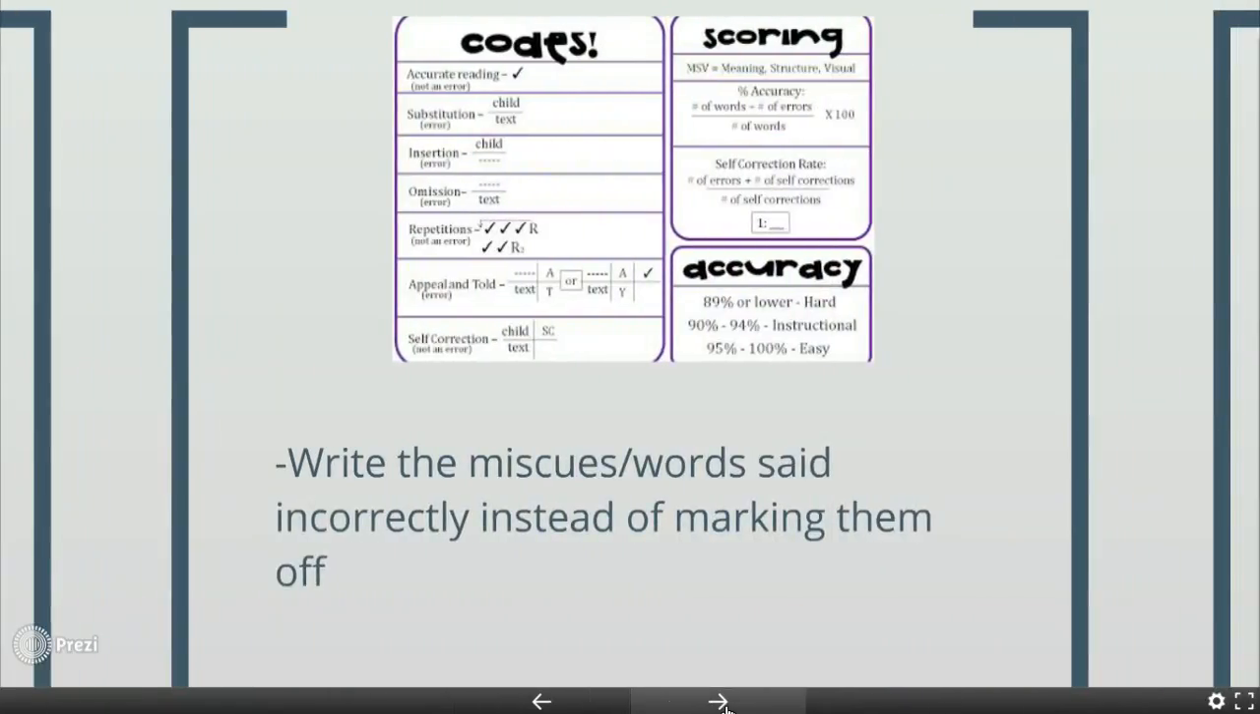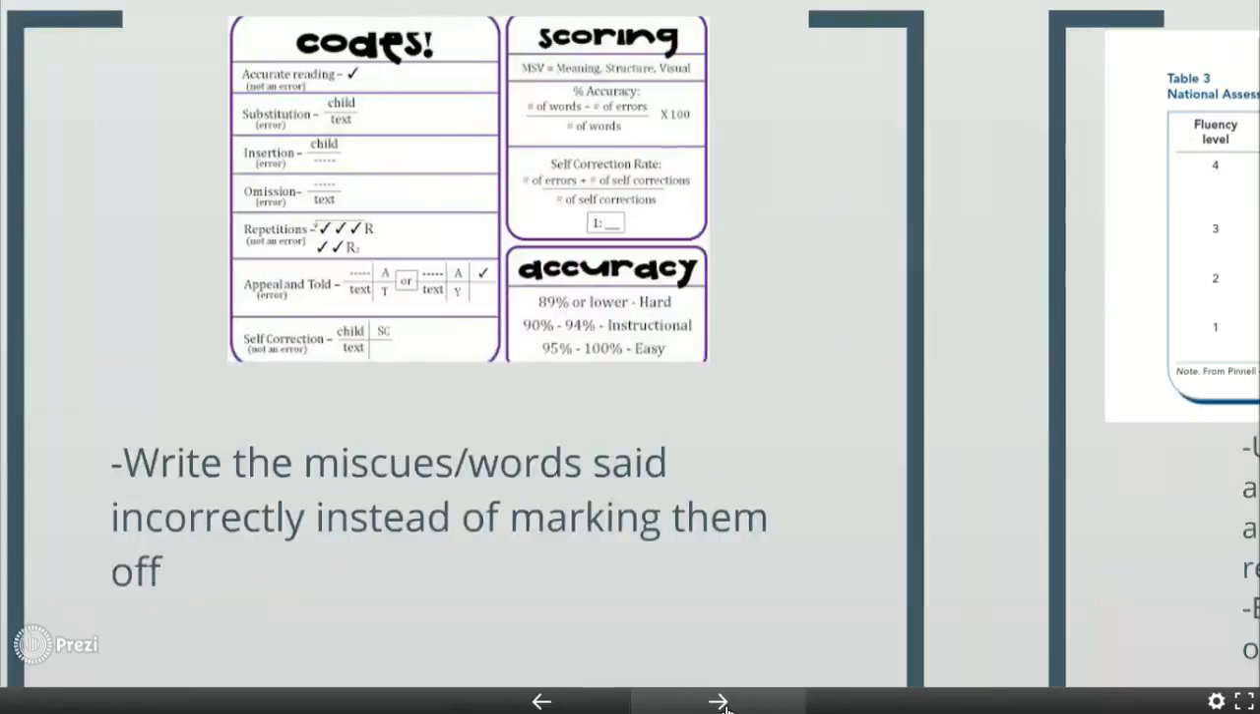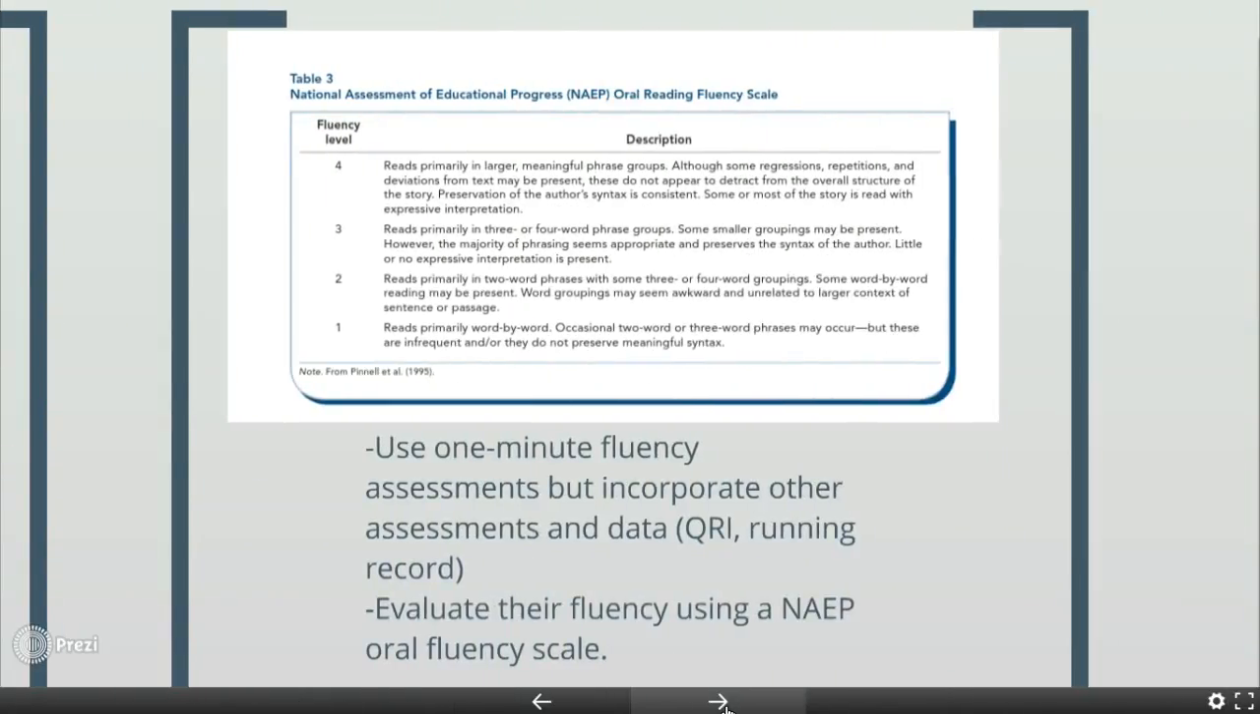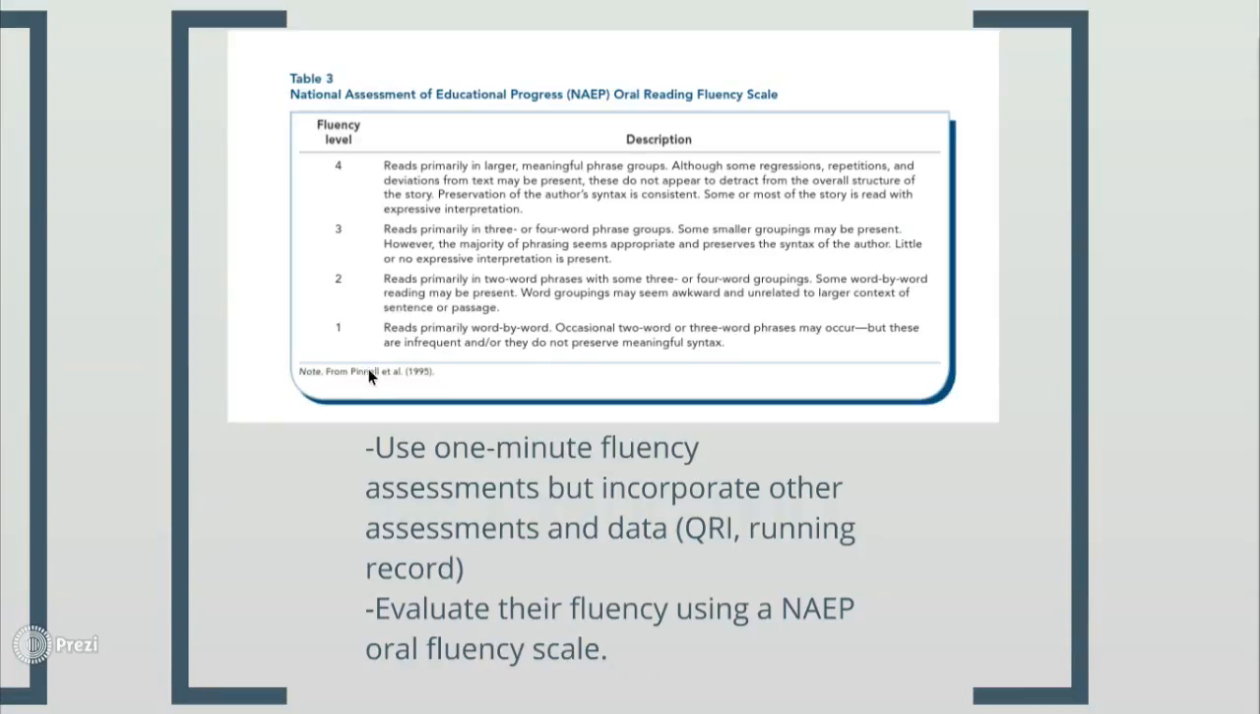You can also write the miscues and words said incorrectly instead of marking them off with just saying, oh, they got them wrong. Instead, write out the word. That way you can see what kind of phonics and what kind of miscues they have. You can also use a 1-minute fluency assessment, but incorporate other assessments such as QRIs and running records. You can also evaluate their fluency using an oral fluency scale, which is up here. I like to use this when I'm asking my students to read out loud to me the books that they're interested in to really see what kind of fluency level they are at. So this is more of an informal thing that you can do.